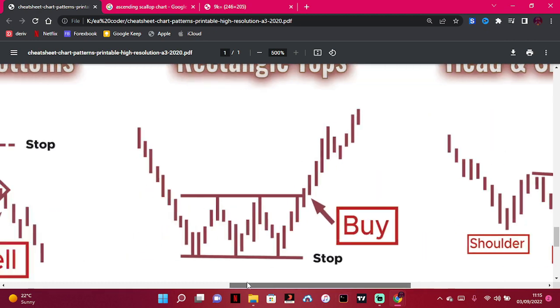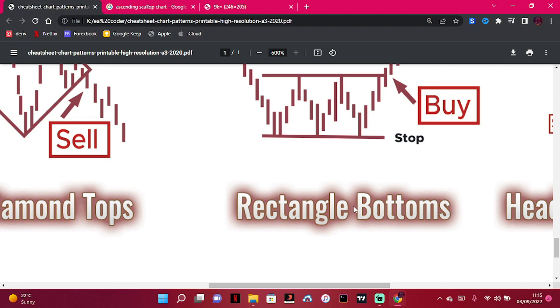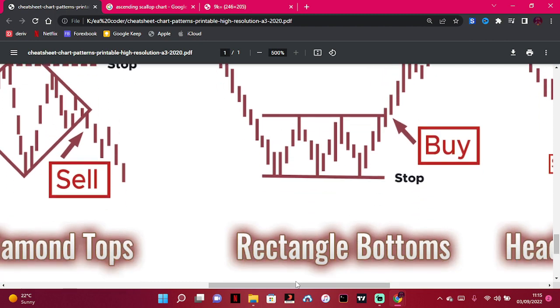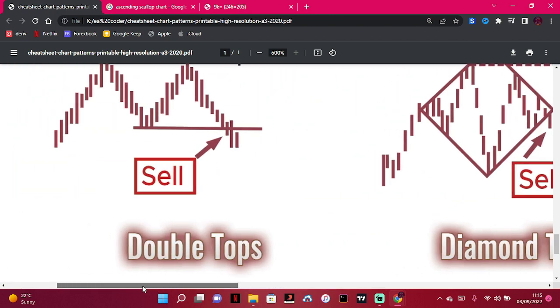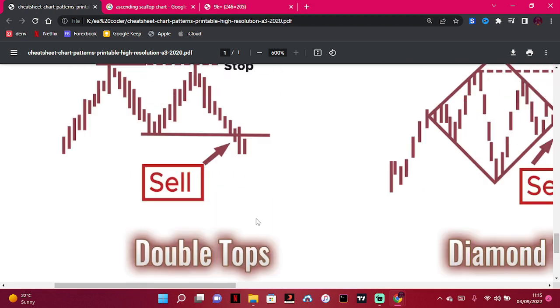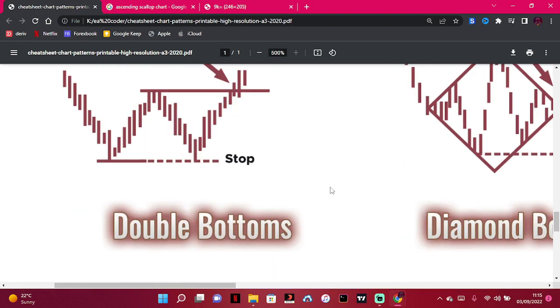Okay, so this one is the rectangle bottoms. I've already talked about this. Okay, and the diamond bottoms, double tops, I've explained more about this. So this is it about these chart types.